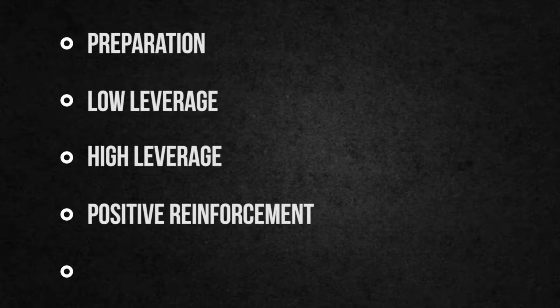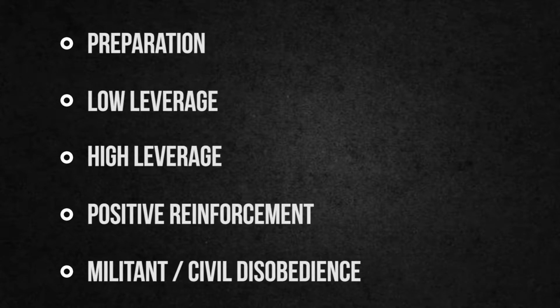So now we're going to talk about the process of how you choose the best tactics for your campaign. To do that, we're going to talk about a few different categories of tactics that you may end up using. These are going to include preparation tactics, before you officially launch your campaign. We're going to talk about initial low leverage tactics that you start with in your campaign, then escalation to higher leverage tactics. And finally, we're going to talk about a couple of special categories, including positive reinforcement tactics, as well as militant tactics, aka civil disobedience.